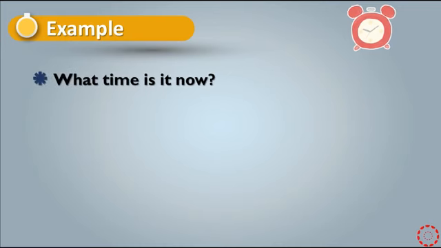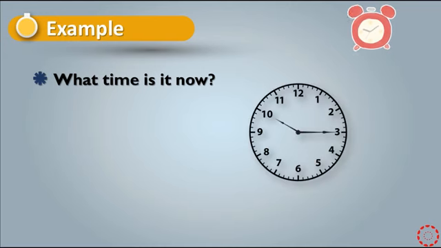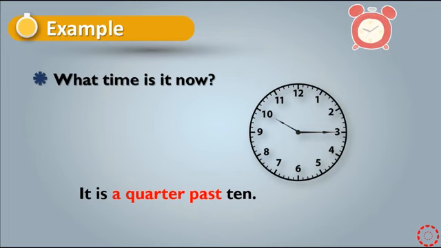We have another example. Again, somebody asks, what time is it now? When we look at the clock, we have to know that the long one, the minute hand, is on the number 6. So it's on the right side, and the short one is on the number 10. So the answer is, it's half past 10.